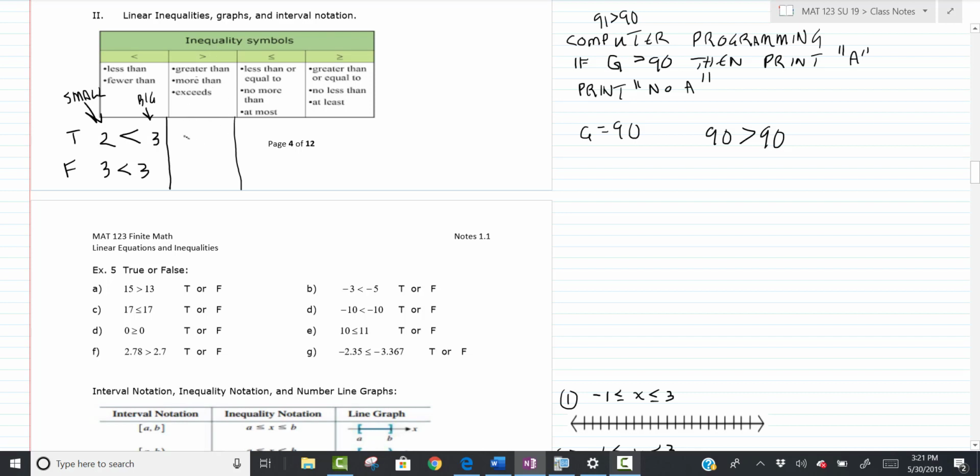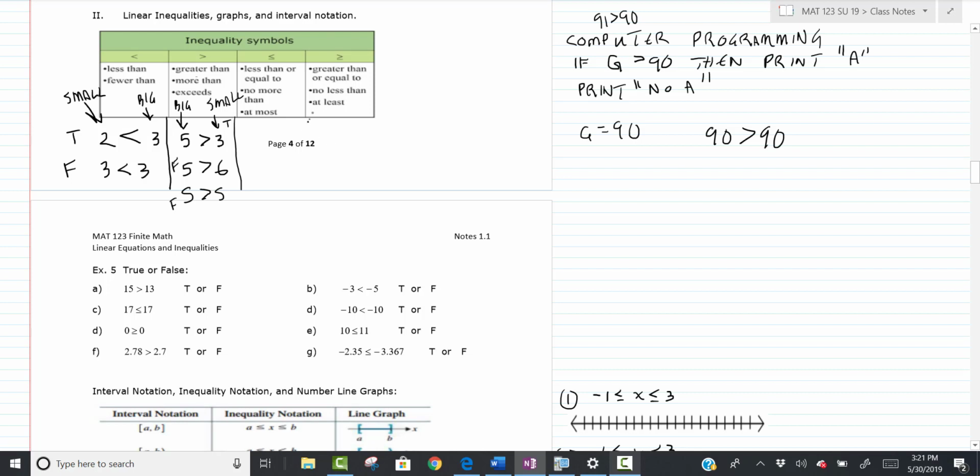Greater than is just backwards. So you could have 5 is greater than 3. In this case, the big number goes there and the small number goes there. That would be an example of something that's true. Something that would be false would be 5 is greater than 6, or 5 is greater than 5. Those are both false statements.